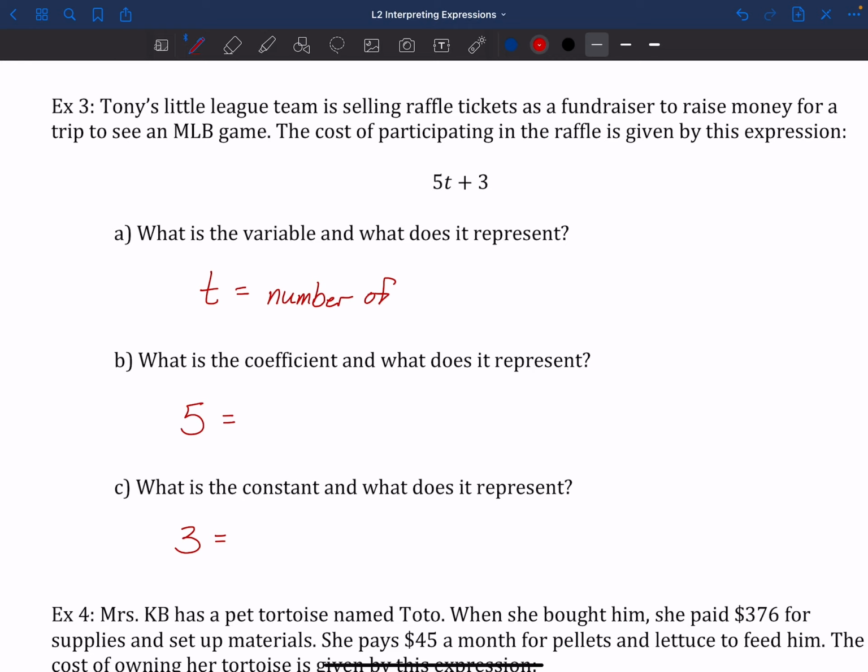So if you're thinking about participating in a raffle, the number of things that might be changing is how many raffle tickets you're buying. You could buy more tickets, you could buy fewer tickets. So t is the number of tickets. As far as that 5 goes, usually when you have a coefficient on a variable, it's the number of something for the variable. So the 5 is kind of like how it's changing, what affects that thing that's changing. In this case, we're buying tickets, so the 5 is actually going to be the price of a ticket.